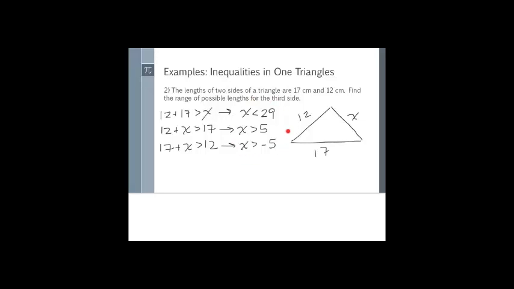Okay, so we've got 3 answers. We need to come up with one inequality that represents all of these answers, and all of these conditions need to be met. Okay, so the first issue I'd like to bring up here is this x is greater than -5. Now, we're talking about the side length of a triangle, so anything 0 or negative is going to be irrelevant here.